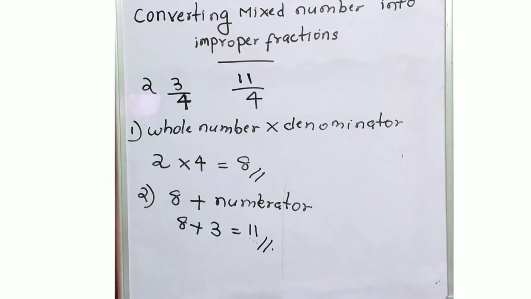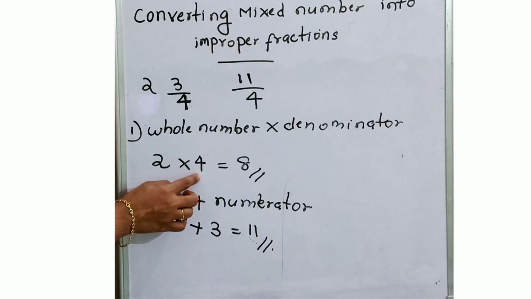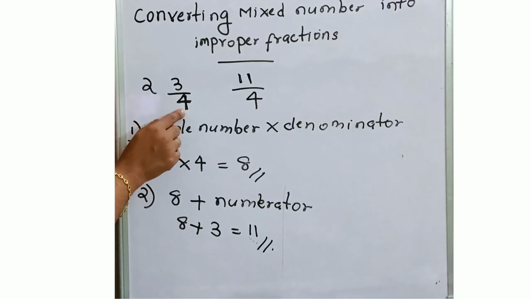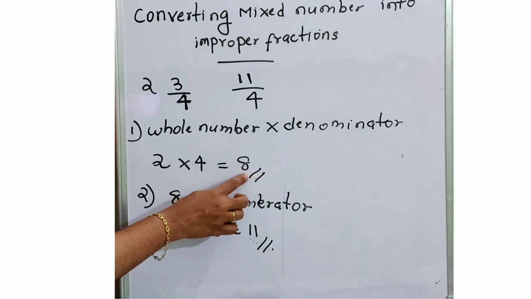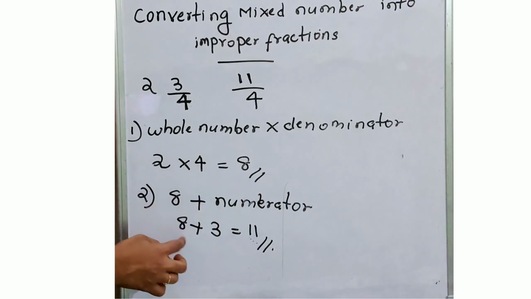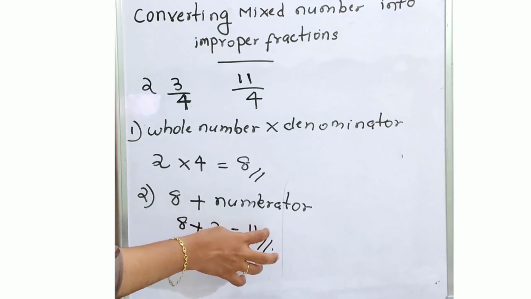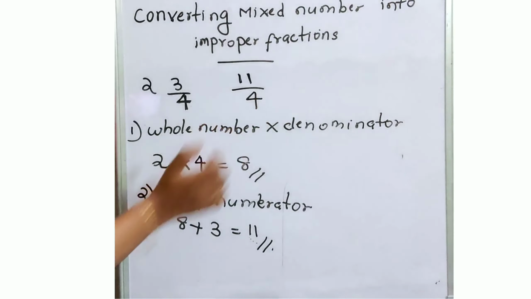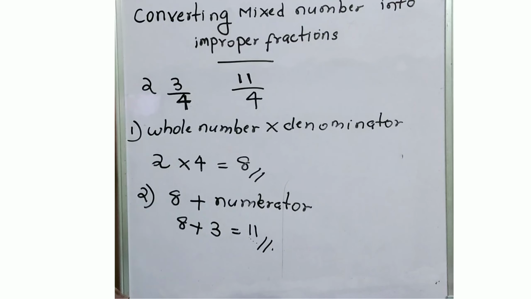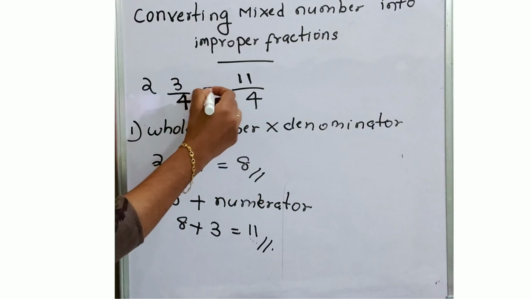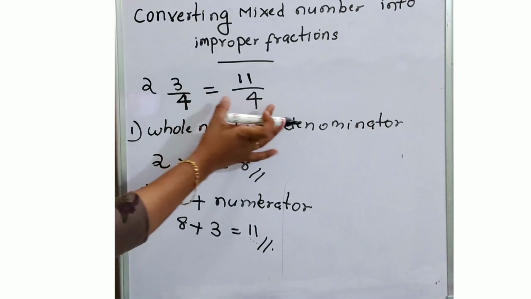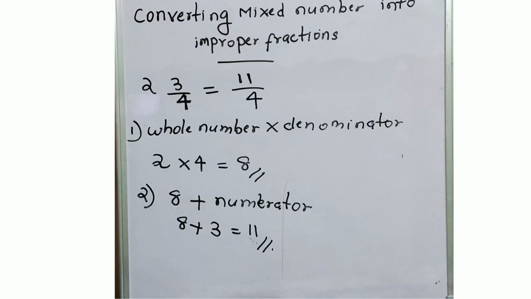First of all, you multiply the whole number 2 into the denominator 4, then you get 8. And you add the numerator 3 with this 8, so 8 plus 3 equal to 11. That 11 will be the numerator and 4 will be the denominator. So now you have converted the mixed number 2 3 by 4 to the improper fraction 11 by 4. Understood everybody? This is how you convert a mixed number into an improper fraction.